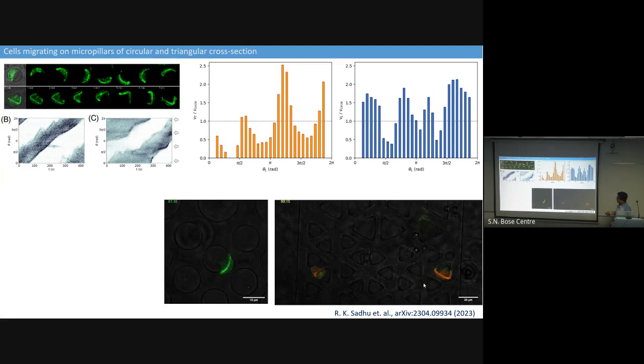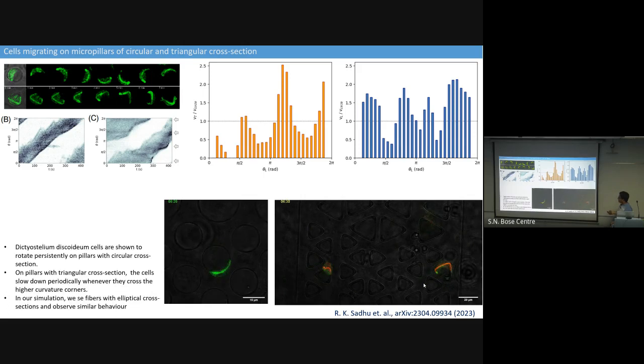And the second observation is that when they rotate on the triangular pattern, they also rotate, but the speed oscillates. So speed oscillates between maximum and minimum, and they observe three equidistant peaks in a full period. There is some noise, but there are three equidistant peaks, and these peaks are arising because of this curvature change. They are highly curved parts, and we can also verify this kind of observation.